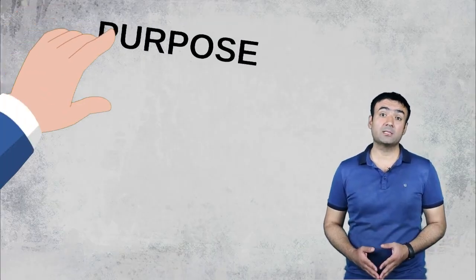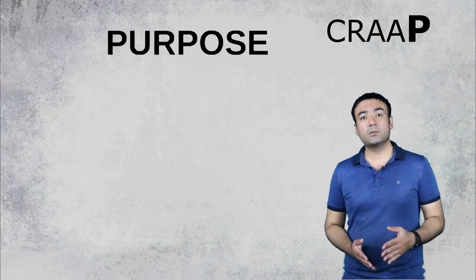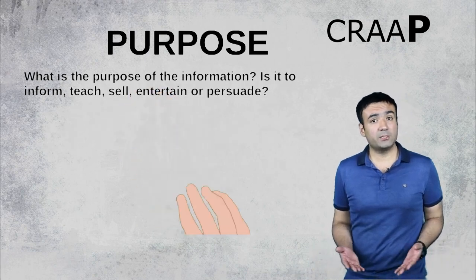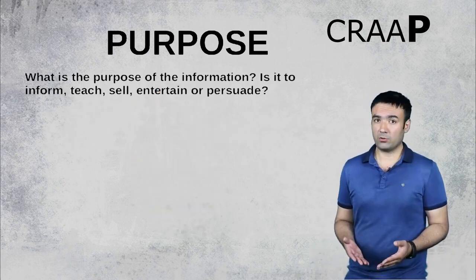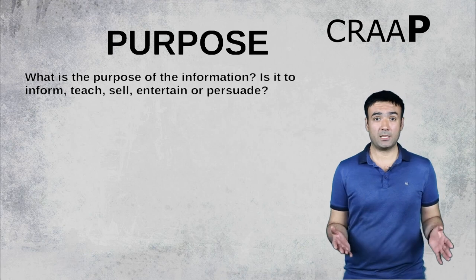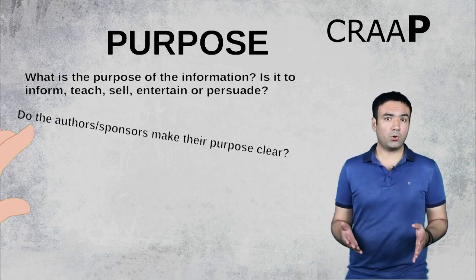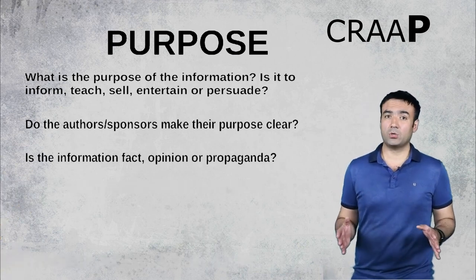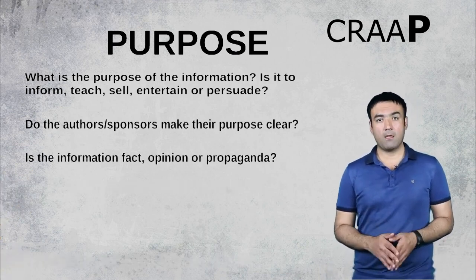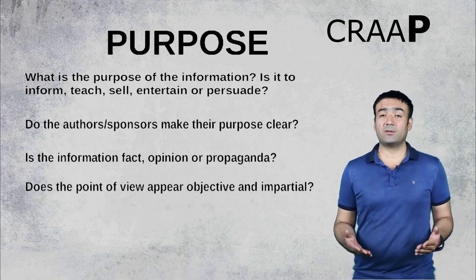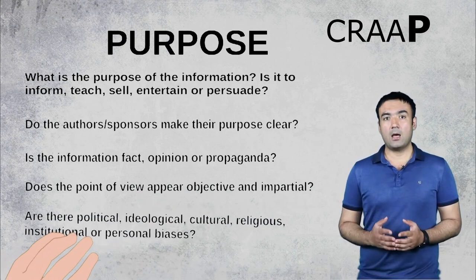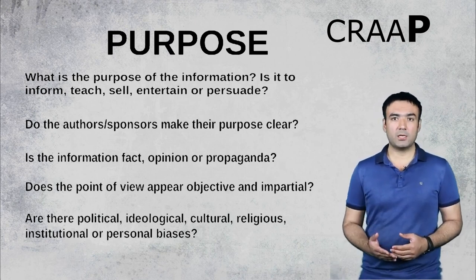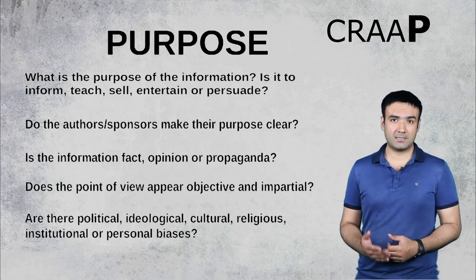And the final one is purpose. Purpose relates to the reason for the information. Identify purpose through questions. What is the purpose of the information? Is it to inform, teach, sell, entertain, or persuade? Do the authors or sponsors make their purpose clear? Is the information fact, opinion, or propaganda? Does the point of view appear objective and impartial? Are there political, ideological, cultural, religious, institutional, or personal biases?